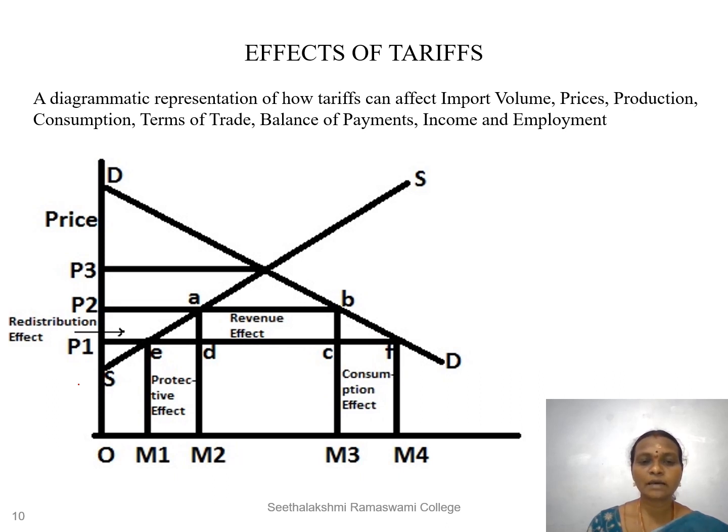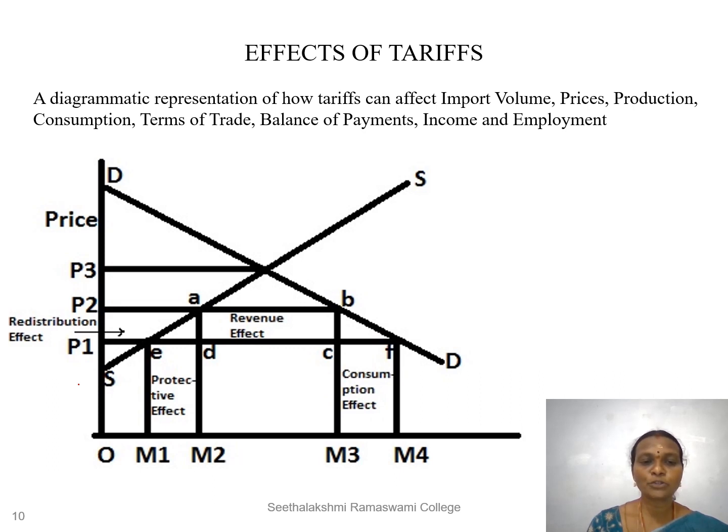Next we will see the protective effect. For the protective effect, we go to the original position where there is no tariff. At that time the price is P1, and at that price the domestic country is able to produce OM1 goods. Now the tariff is imposed by the government and the price has been raised to OP2.